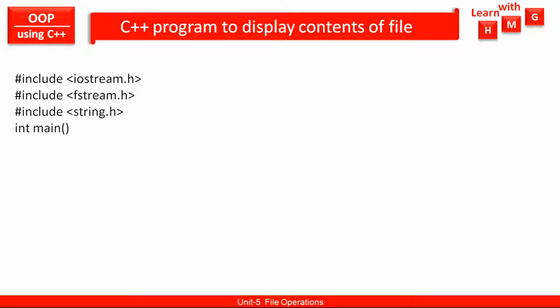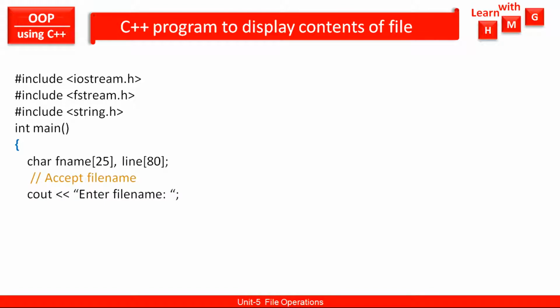You have to include the header files iostream.h, fstream.h and string.h. Then do the array declarations: fname for storing the file name and line for reading a line from a file. Let us accept the file name using cout and cin: enter file name, and cin fname, accept file name.